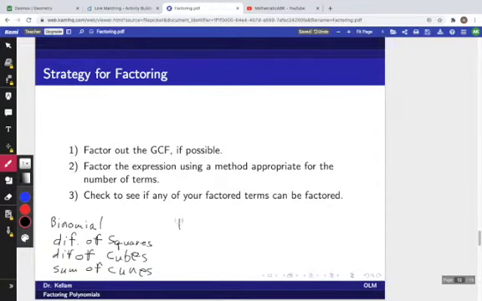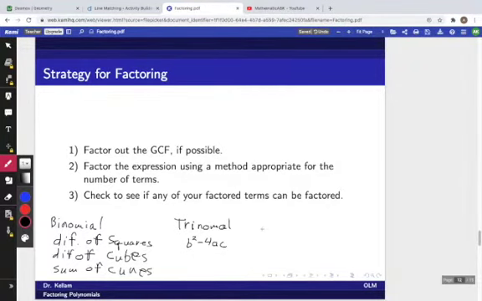If it is a trinomial, you can determine if it's factorable or not by using this: b squared minus 4ac. If this value is a perfect square, then it is factorable.